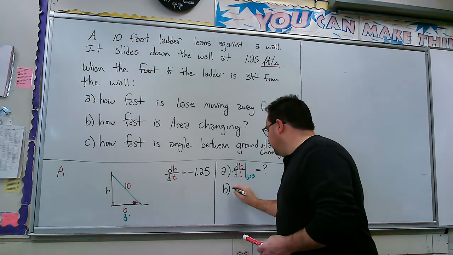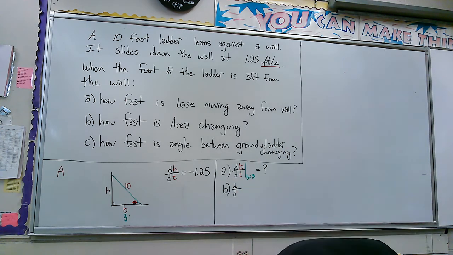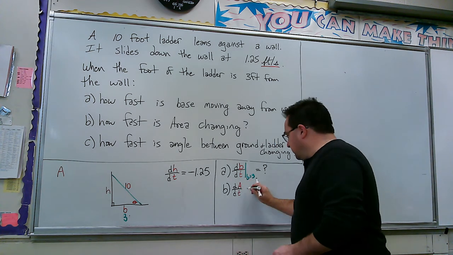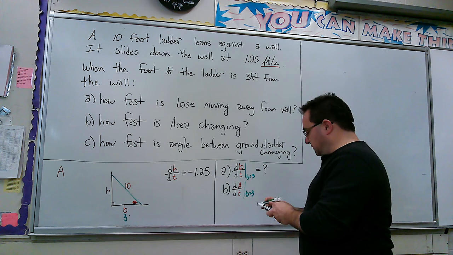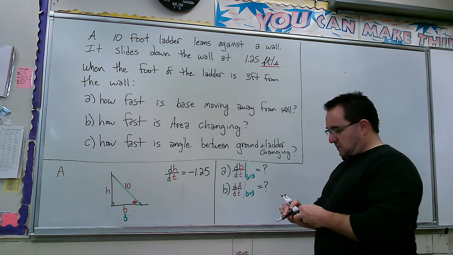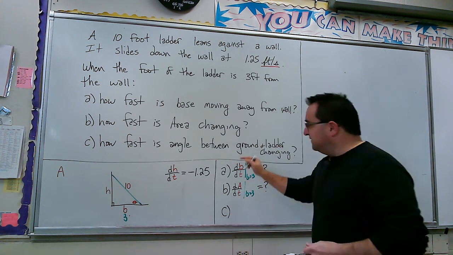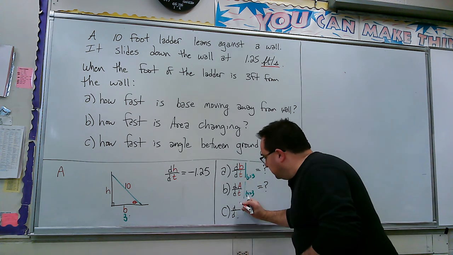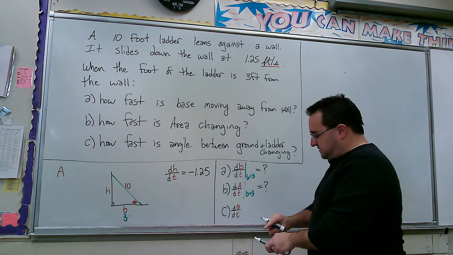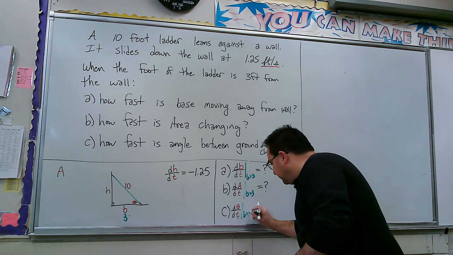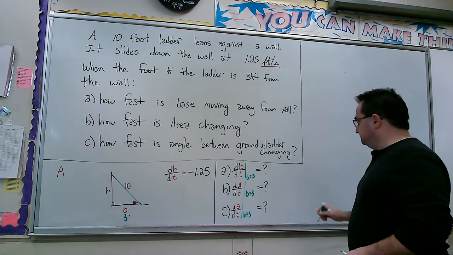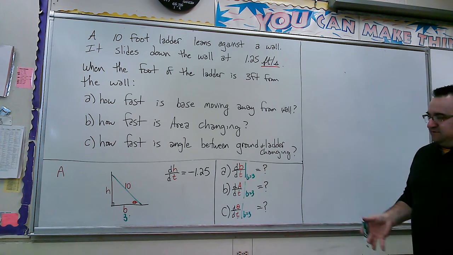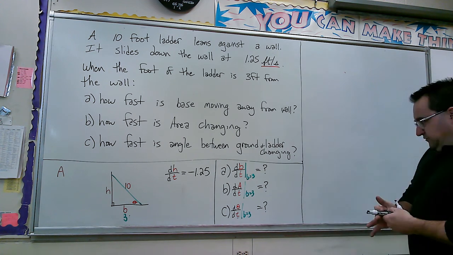Question B is asking how fast something else is changing, and that would be how fast the area is changing over time when the base is 3 feet from the wall. And C is asking how fast the angle is changing. So that would be d theta over dt, and that's at the same instant in time when the base is 3 feet from the wall. So that's the questions. This is the givens, these are the questions. That's the setup, step 1 and 2.